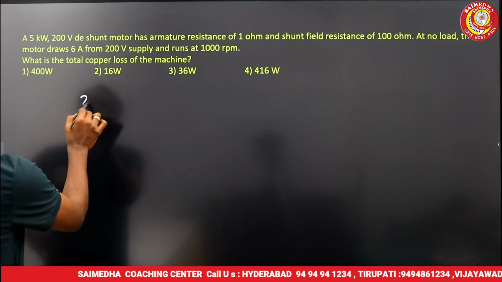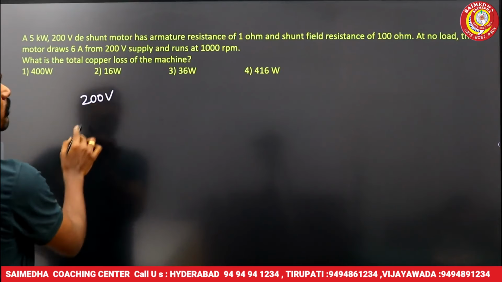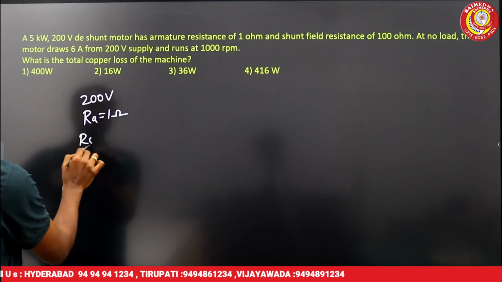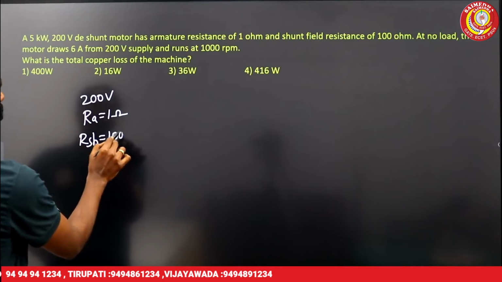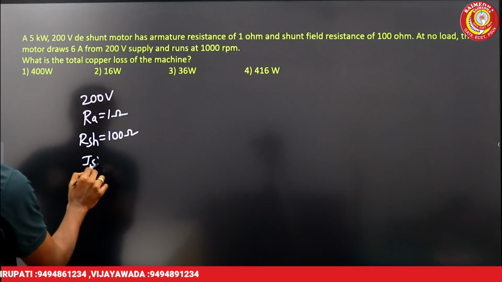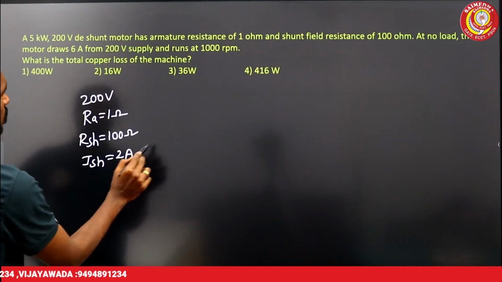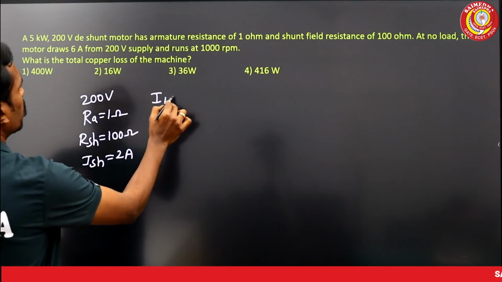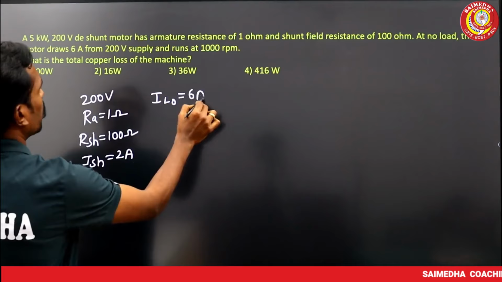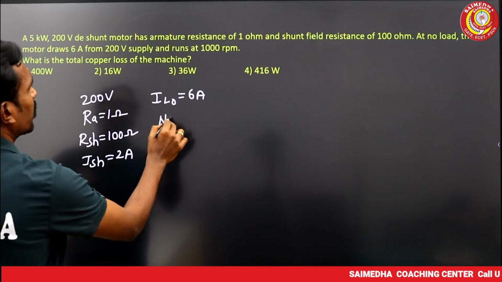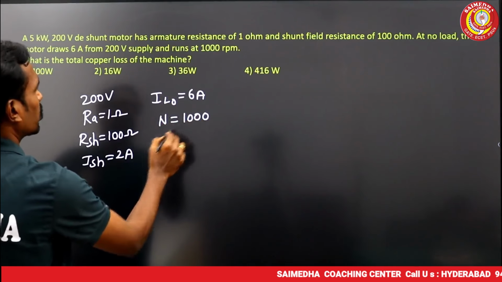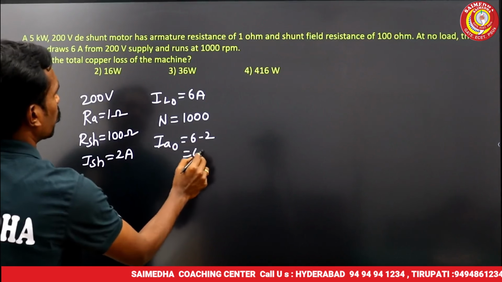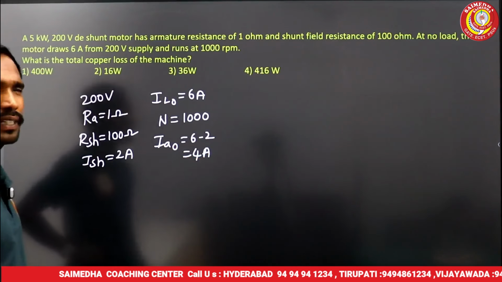A 5 kilowatt, 200 volt DC shunt motor. Armature resistance is 1 ohm. Shunt field resistance is 100 ohms, so ISH is equal to V by RSH, which is 2 amperes. At no load, the motor draws 6 amperes from the 200 volt supply while running at 1000 rpm. The no load armature current is 6 minus 2, which is equal to 4 amperes. This is at no load.